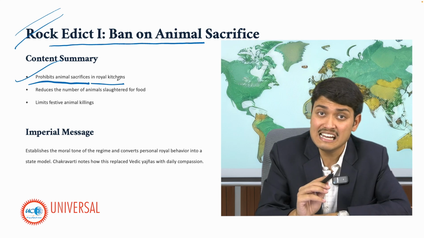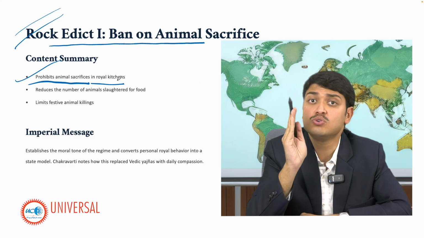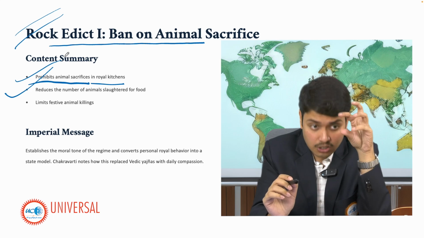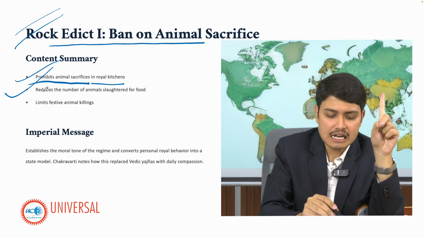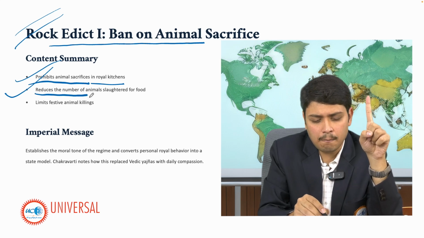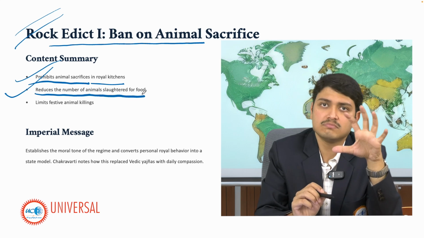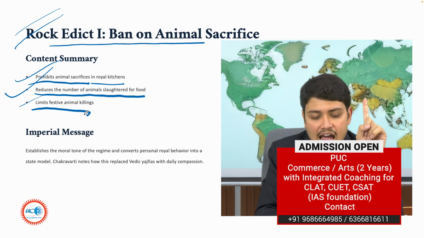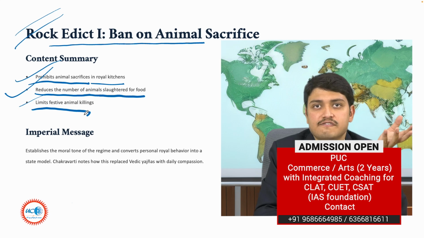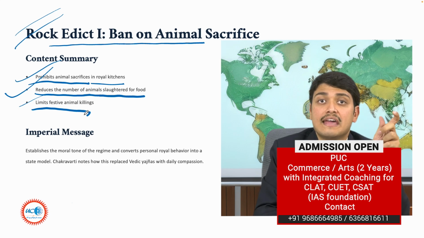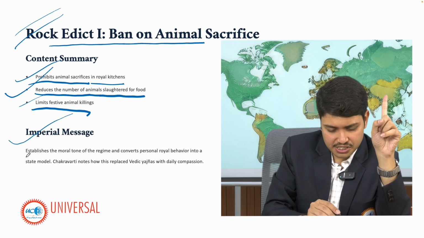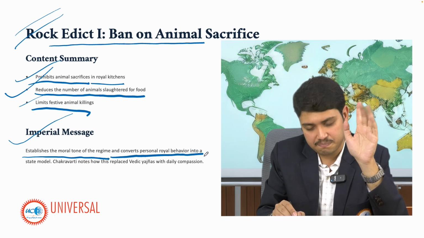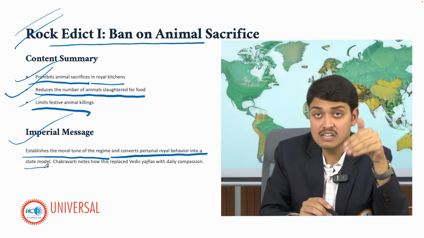This is very important. Why? Because the kings are instructed not to kill animals for eating, for consumption, because it is taking a top-down approach. Next, it reduces the number of animals slaughtered for food. It is also asking the people, and limits festive animal killings. For sacrificial festivals and rituals, you should not kill animals. The imperial message here is to establish the moral tone of the regime and convert personal royal behavior into a state model.